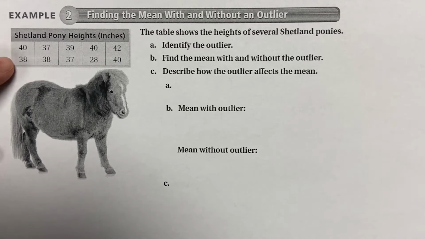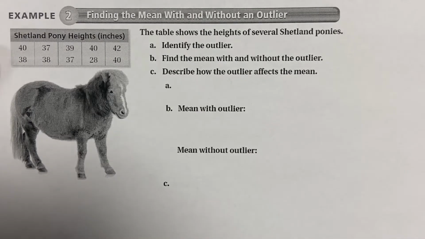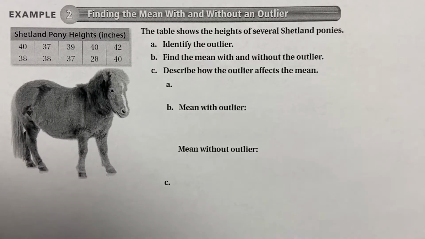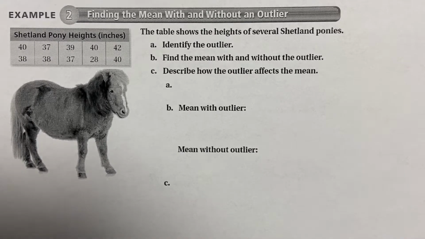So we've got a table that shows the heights of several Shetland ponies. If you don't know what a Shetland pony is, we have a picture. It's those ponies that are shorter. You usually see like 3-4-year-olds riding them.